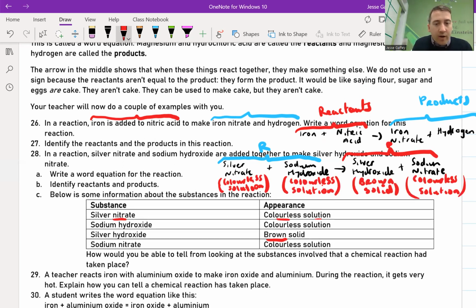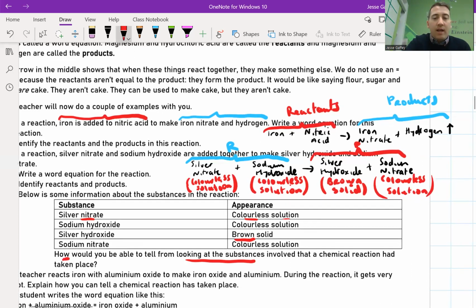Now, I'm going to read this here. It says, how would you be able to tell from looking at the substances that a chemical reaction is taking place? So what I want you to do is pause the video and try to answer this now. How would you be able to tell just from looking at these substances that a chemical reaction has taken place? Pause the video and do that now.